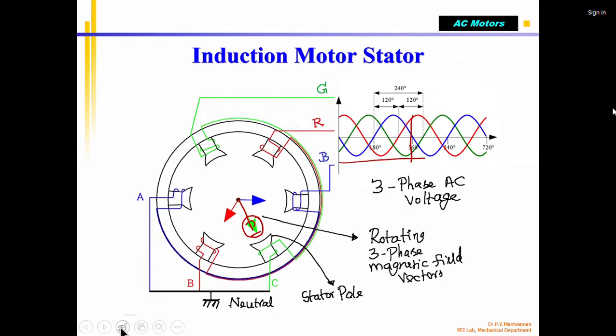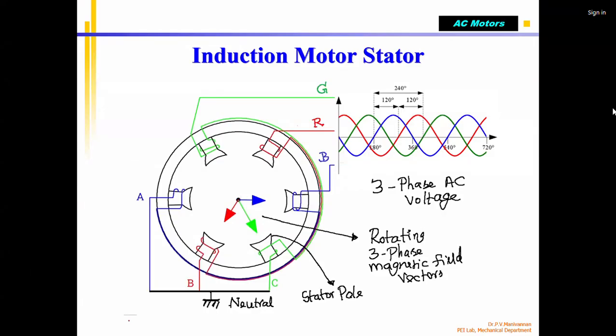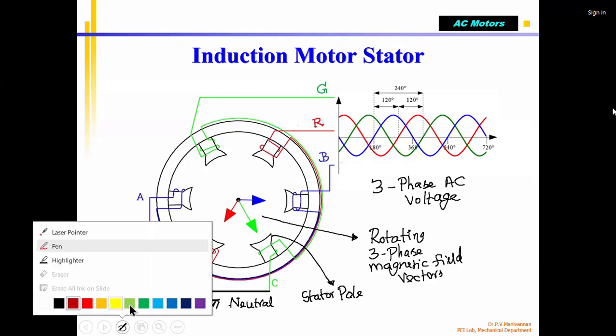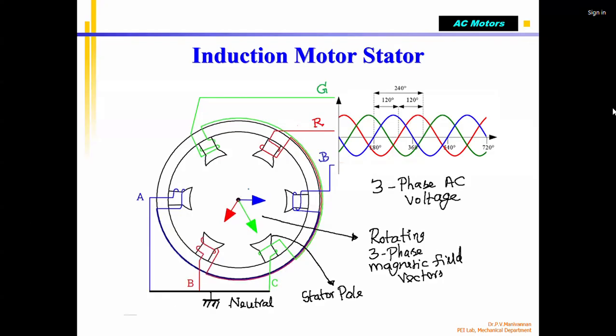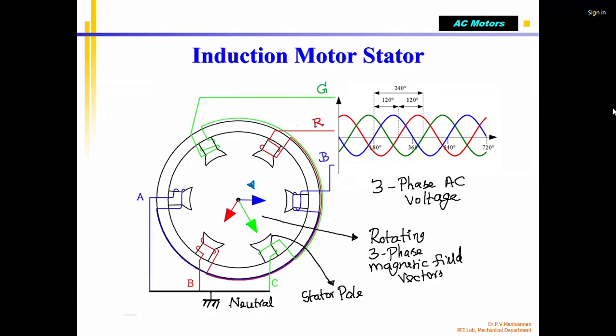The vector will have different directions. Next, this may take one minute, I may select a proper color. Next instant, this is the one. And in another instant, green is like this.